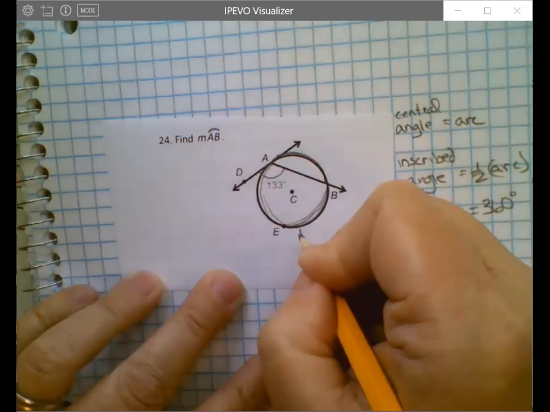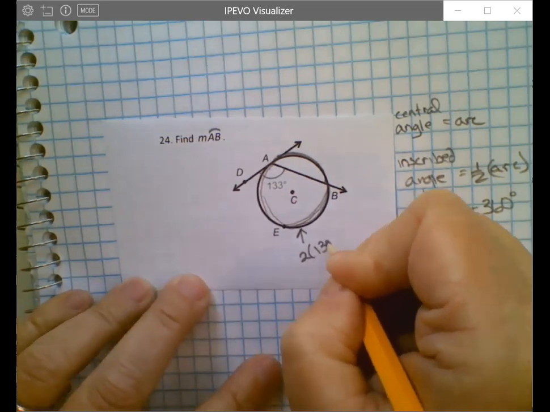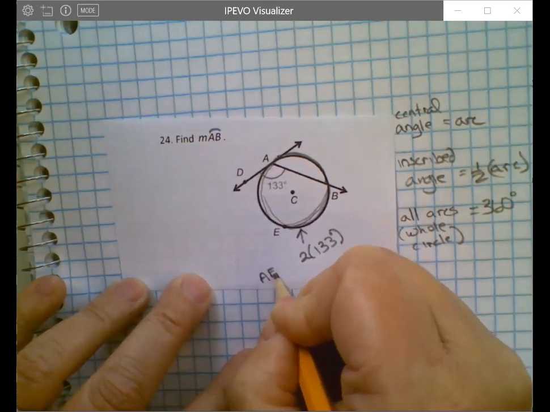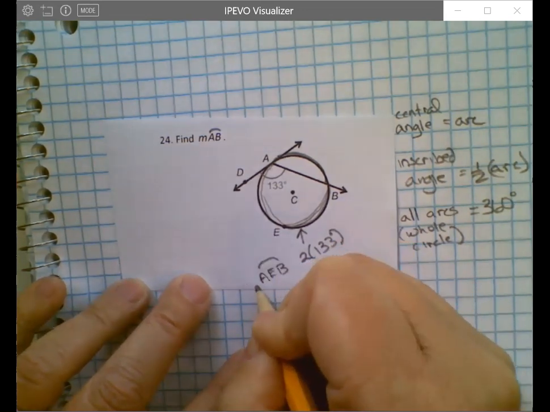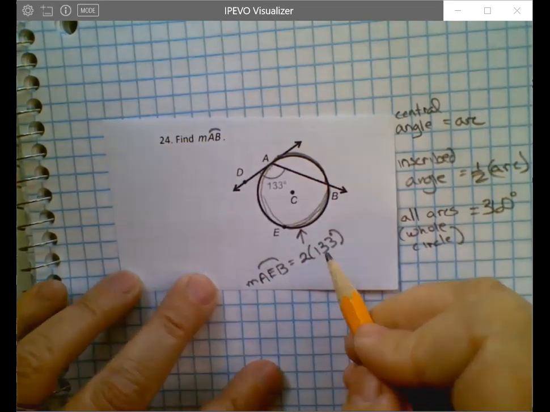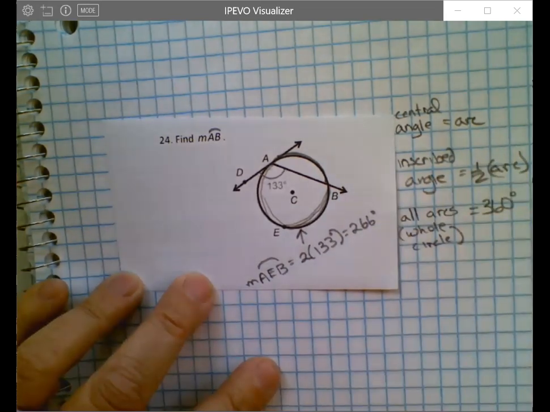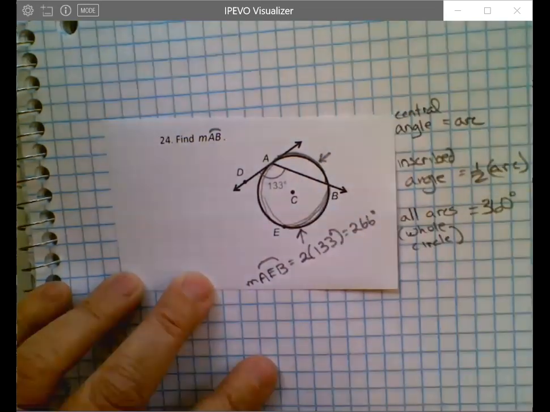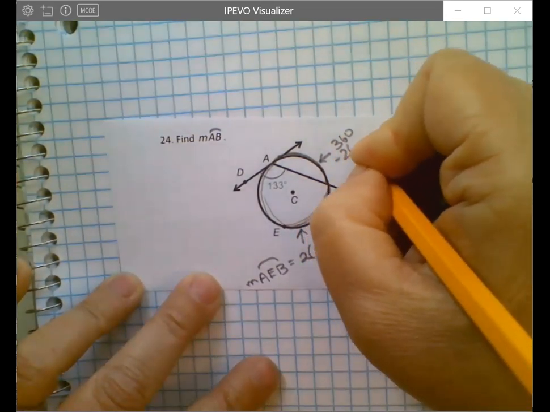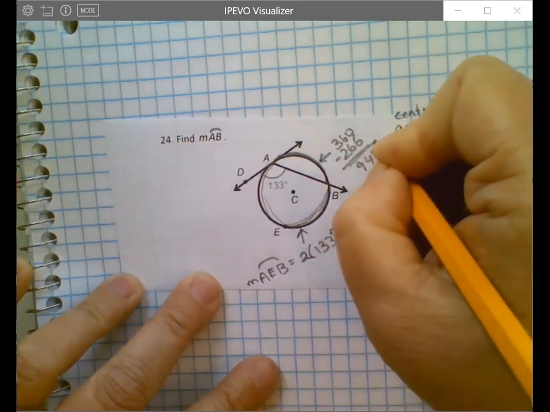All right, so this arc has to be twice as big as 133. That's arc AEB. Measure of that major arc is twice 133, which is 266 degrees. All right, so the minor arc AB is simply 360 minus 266, which is 94 degrees.